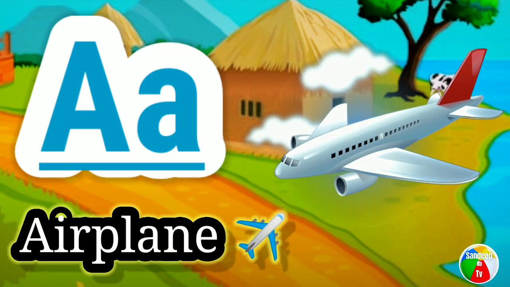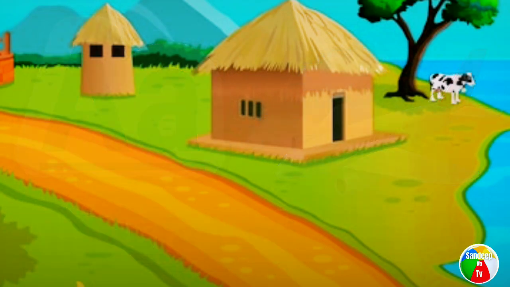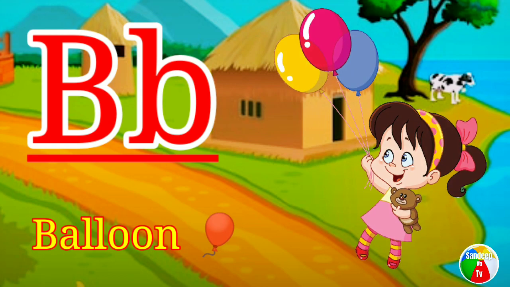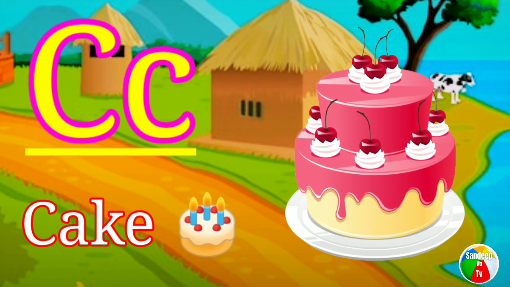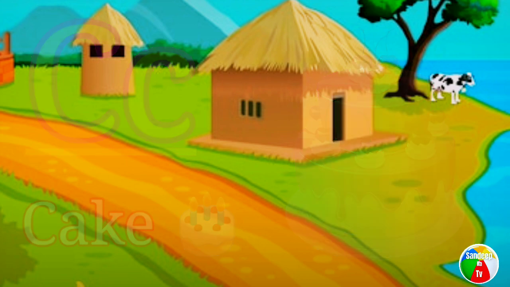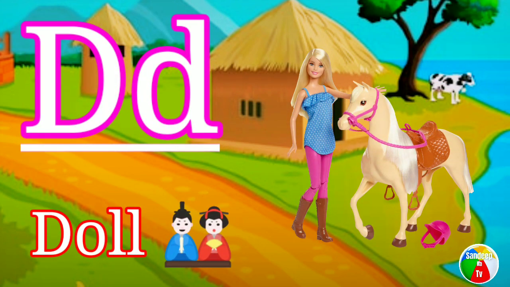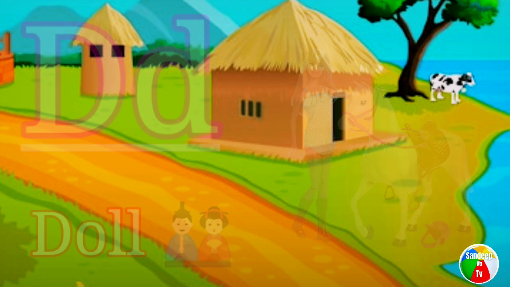A for aeroplane. B for balloon. C for cake. D for doll.